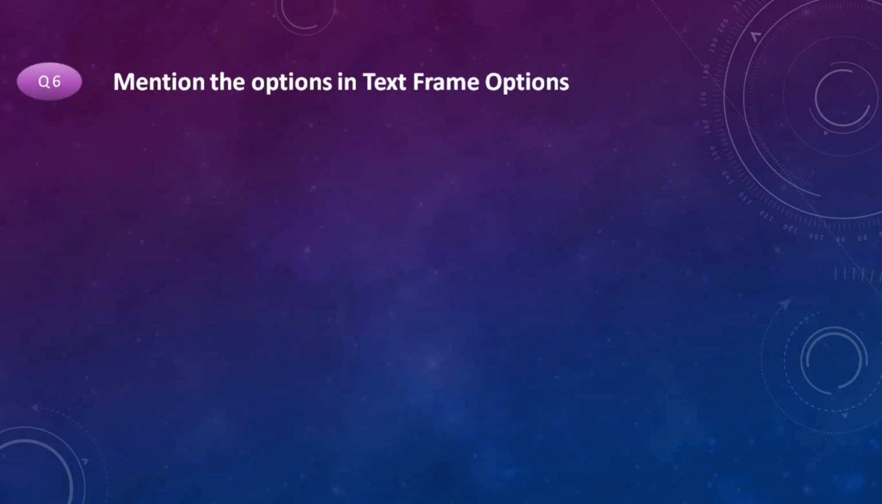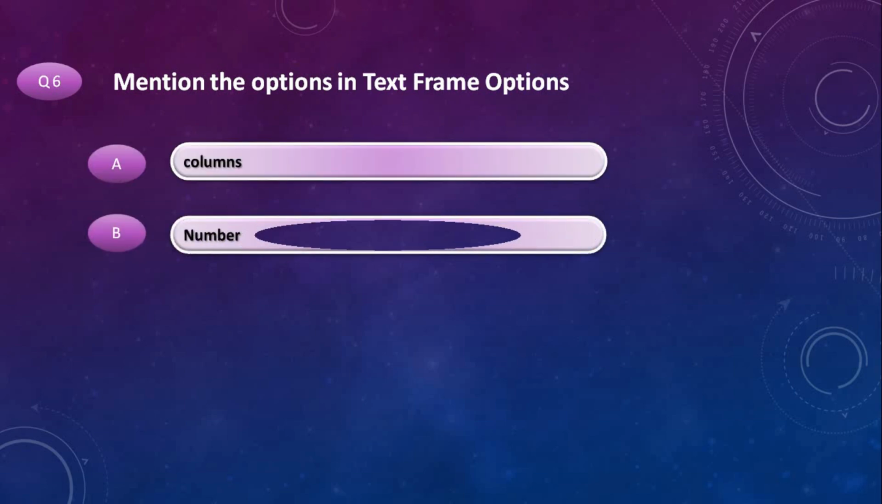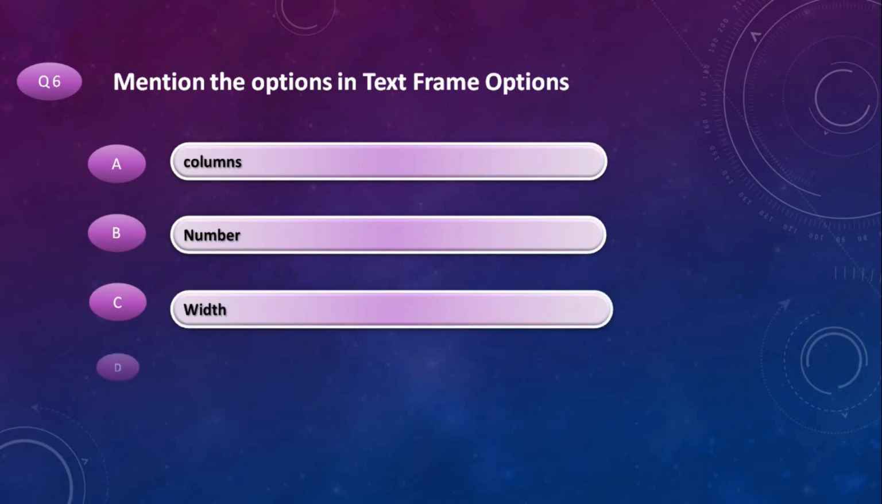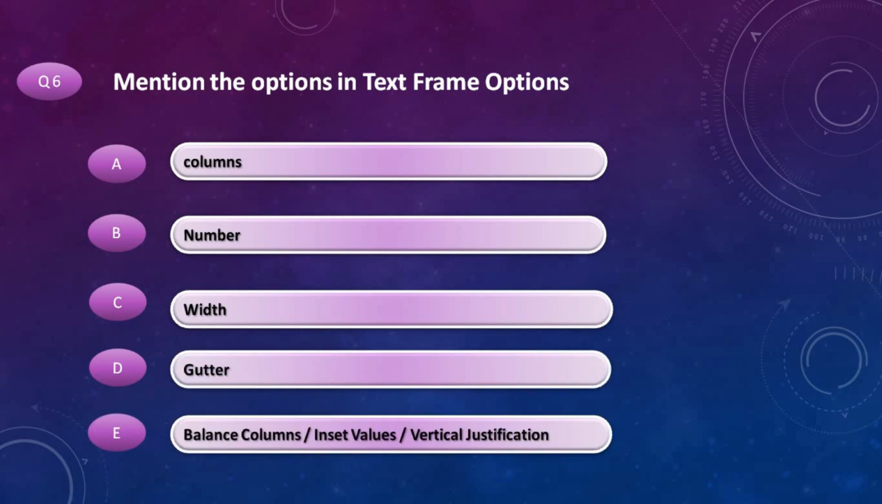The next question, mention the options in text frame options. Columns, number, width, gutter, balance columns. We also have inset values and vertical justification. The options in text frame options are columns, number, width, gutter, balance columns, inset values, and vertical justification.